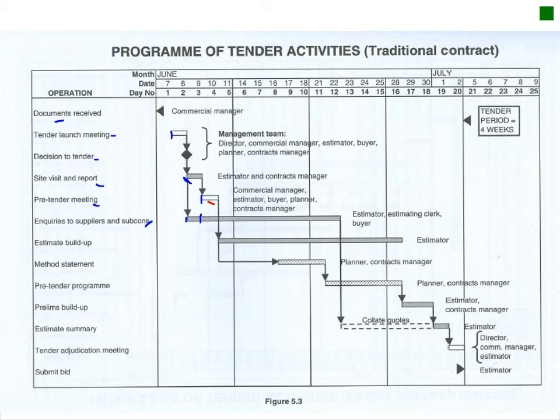Okay, then you've got your rate build-ups as your information comes in. You've got your method statements that are produced as you go along, and your pre-tender program is developed. Your prelims are then built up based on this, and then your estimate summary is compiled, and then you've got your tender adjudication meeting where everyone sits around the table, director, manager, estimator, and so on, to discuss the tender, whether everything is included, anything that was maybe flagged, and then the director signs it off and it is submitted. Okay.